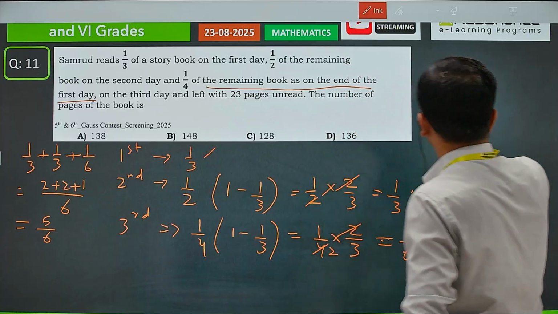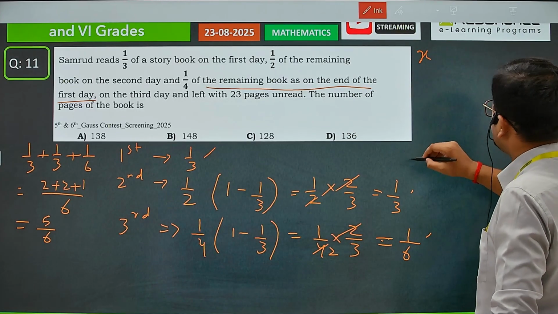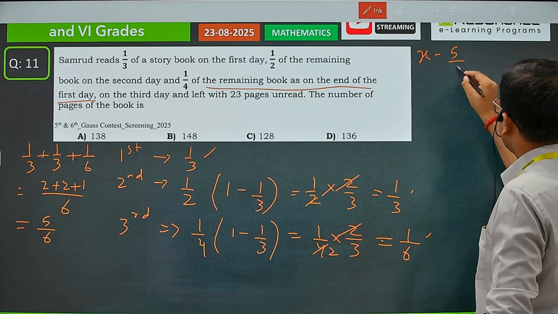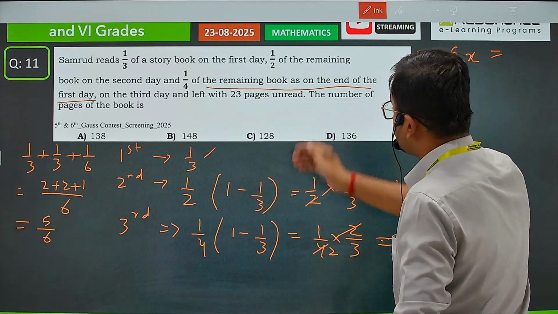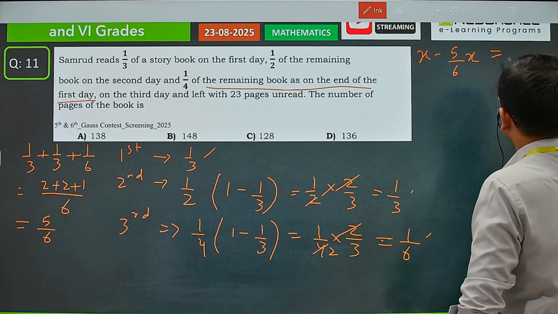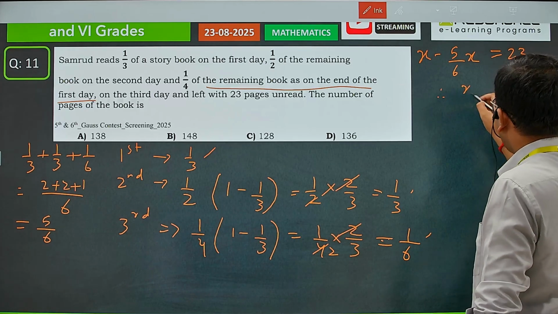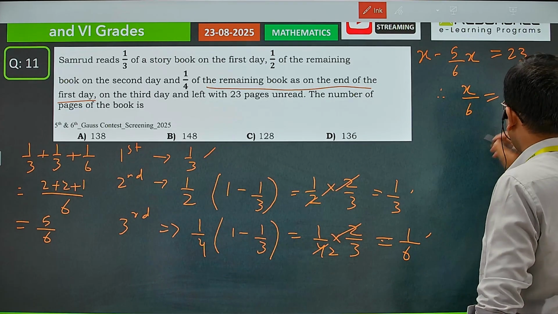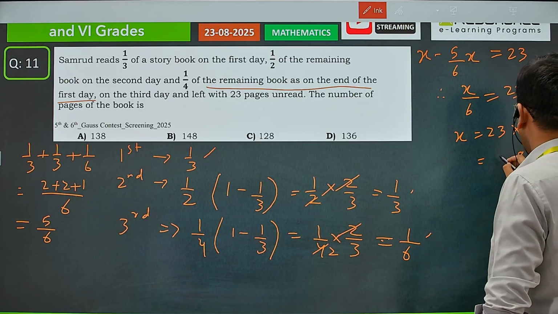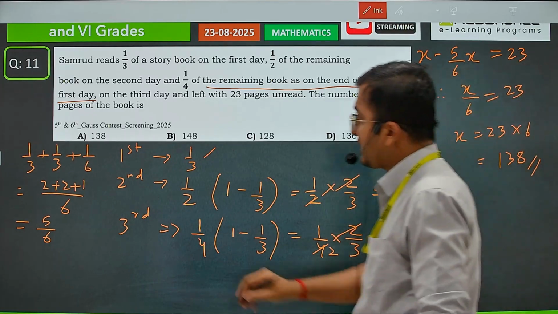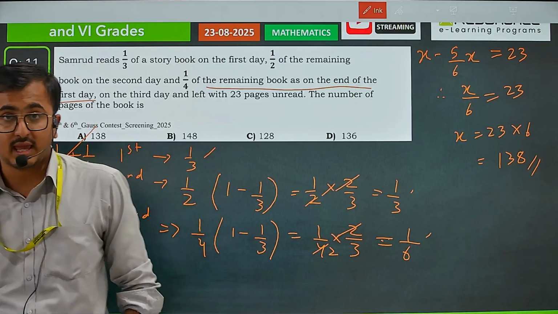So how much is remaining? Let us suppose the total work is x. 5 by 6 of the work is done, so how many pages are left? 23. Therefore, x divided by 6 is equal to 23. Therefore, x is equal to 23 into 6, which gives us 138. That gives us option A.